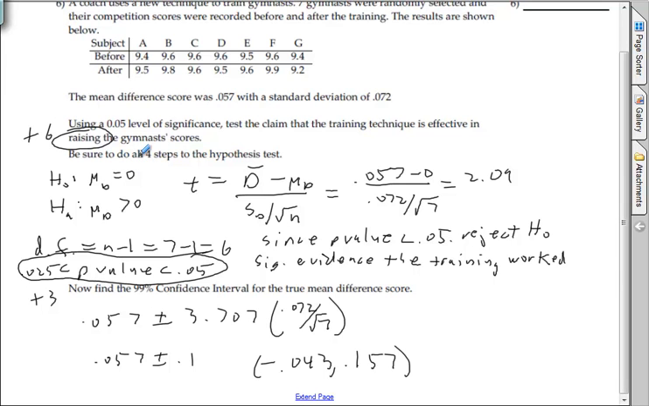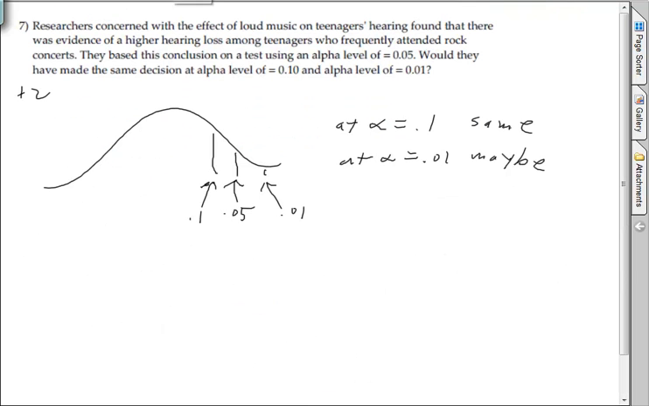There is one on the final like this, I'm pretty sure. And the last one's a little tricky. It says there was evidence. That means there was a significant difference, right? And they made this decision at 0.05. So if you think about it, that means they rejected the null. That means the result was out in here somewhere. The question is, would they have made the same decision if the alpha level was 0.1? And the answer is yes, they would have made the same decision because it's definitely out here. And the other one for 0.01 is maybe. If the p-value was out here, then yes, they would. If it's out here, no, they wouldn't. So that's why it's a maybe.